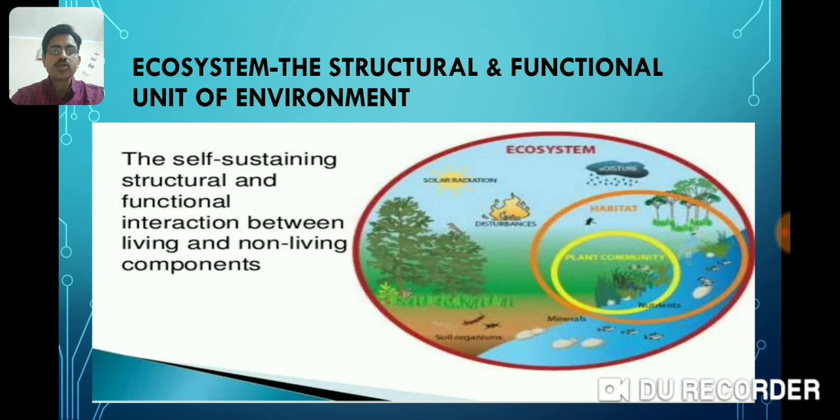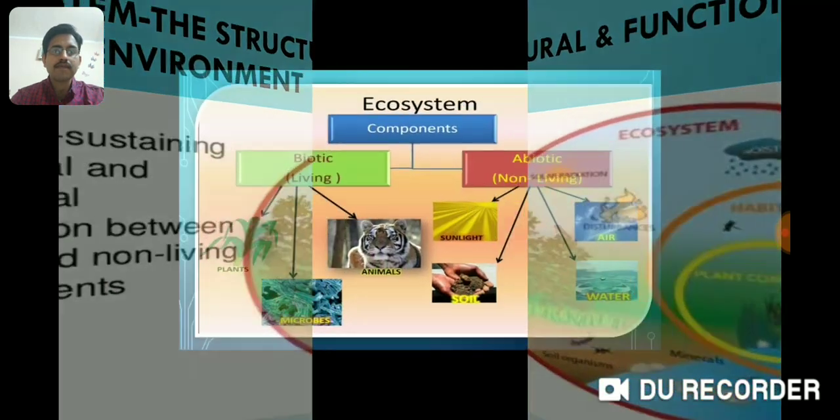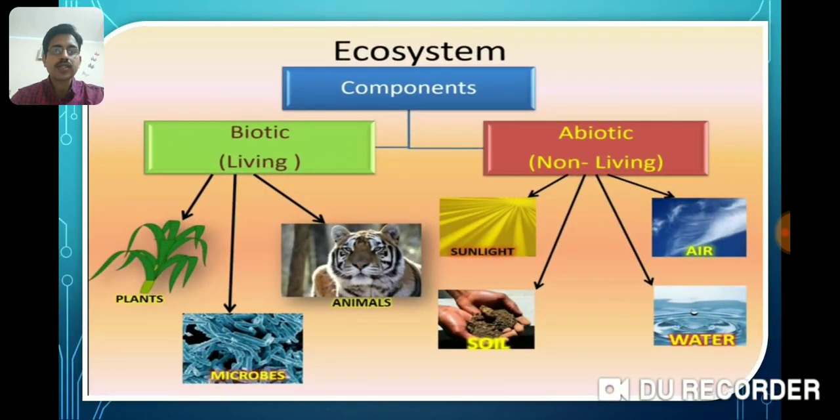Ecosystem is called the structural and functional unit of the environment. Ecosystem can be defined as the self-sustaining structural and functional interaction between living and non-living components of the environment. The ecosystem components can be classified into two categories. If they are living, they are called biotic components. If they are non-living, they are called abiotic components. The living components of the ecosystem include plants, animals, and microorganisms. Non-living components of the ecosystem include sunlight, air, soil, water. And the interaction between living and non-living components of the ecosystem together make up a system which is called ecosystem.